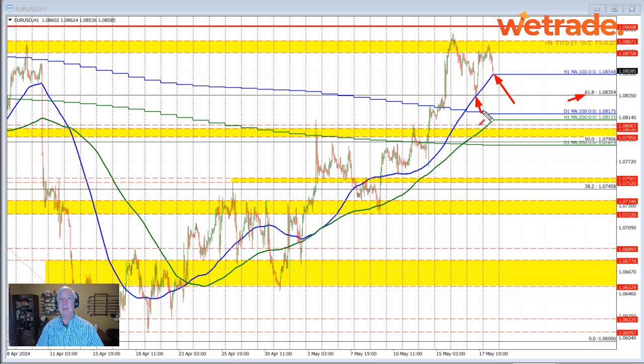If the price were to move back below that 100-hour moving average, guess where we go? We go and test the 61.8% retracement. So sellers are making a play here after testing the swing area, but we have support down below, which may stall the fall. We will see, but key level to start the U.S. trading session.